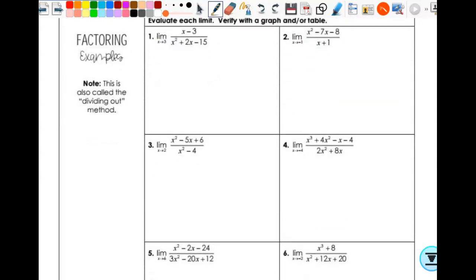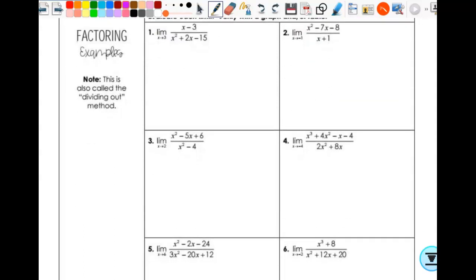So it says to evaluate each limit and verify with a graph and a table. We're not going to take the time to evaluate with a graph. I think you can just take my word for it. And then if you want to go back and verify it with a graph later, you're welcome to do that. Notation is important when you're showing your work. So on the AP test, you get points for steps. It's okay to skip steps, but you have to make sure all the important stuff is there because you might lose points if it's not.